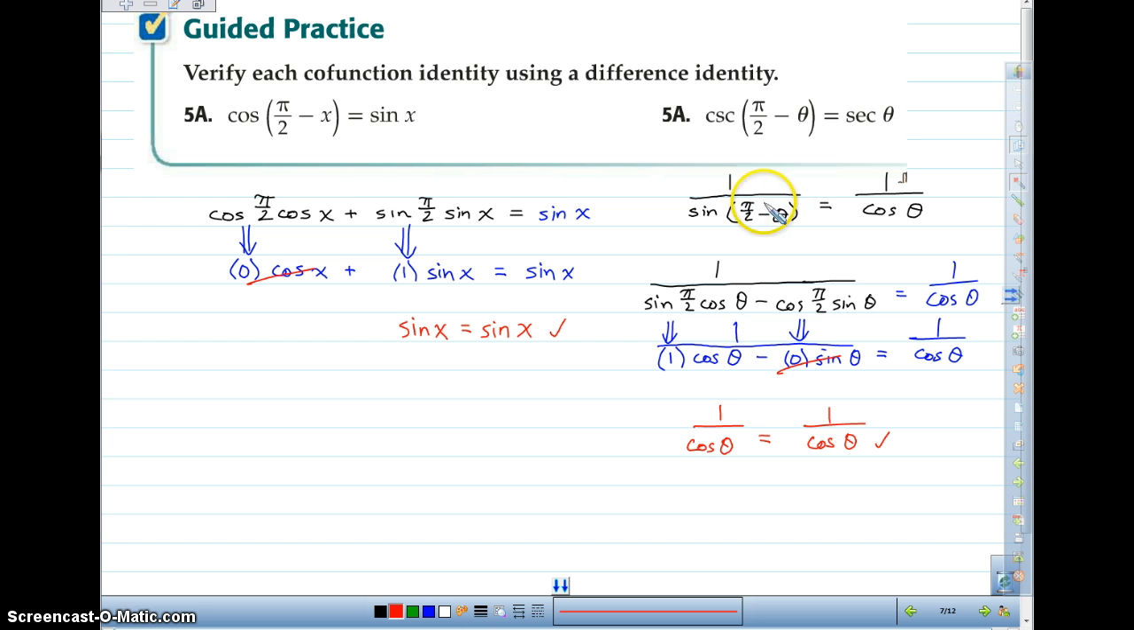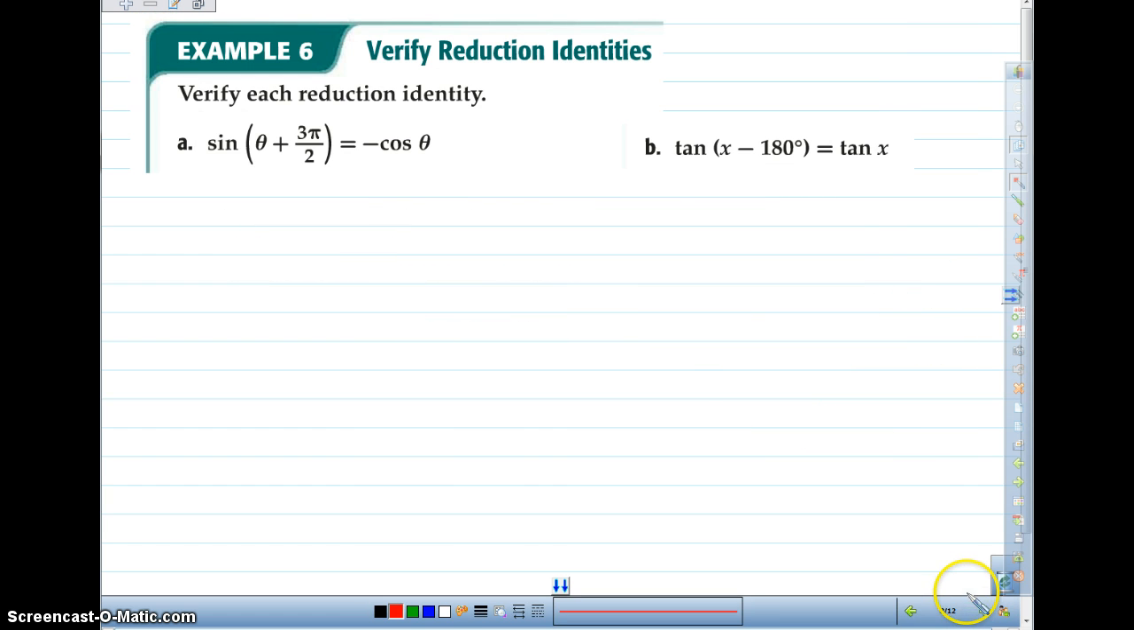But once you realize that you're just trying to get the two denominators to be equal, it was pretty much the same as the first problem we did. So hopefully those didn't give you too much trouble. We have one other example to work on today, and that's verifying a reduction identity.